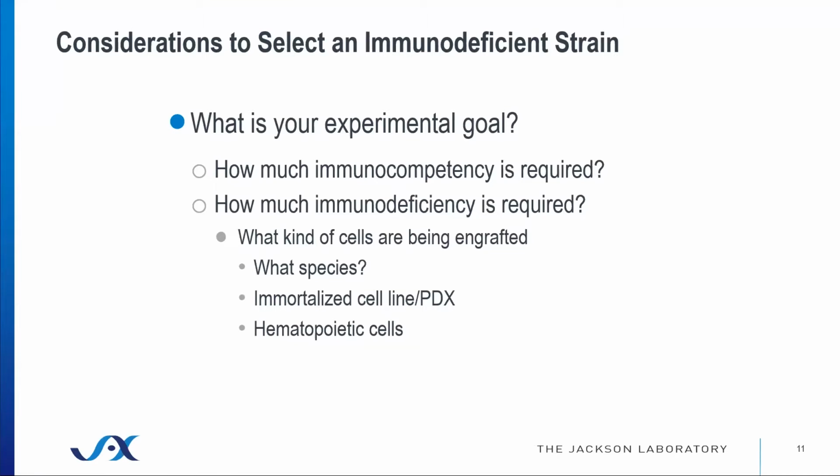When considering which immunodeficient strain may be of best use for your research goals, ask yourself the following questions. Do you need certain parts of the immune system intact? And if so, which ones? Which part of the immune system do you need to be non-functional? This could be influenced by factors such as what kind of cells you are planning to engraft, such as are they murine or human cell lines? Are they cell lines or tumor cells? And are you planning to engraft hematopoietic cells?